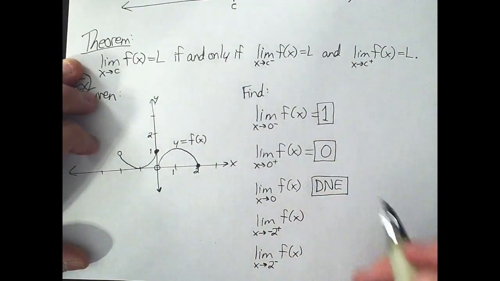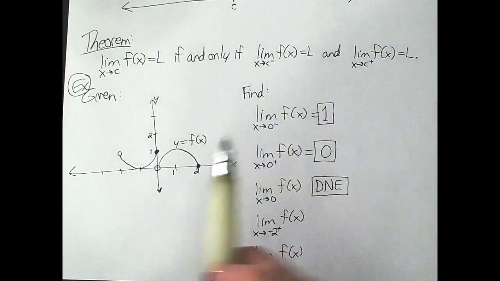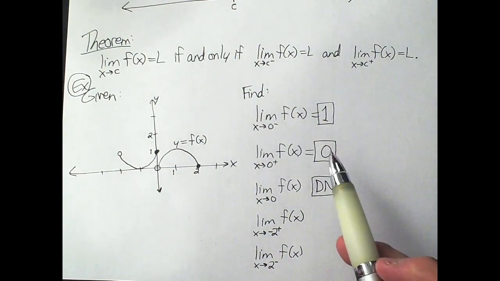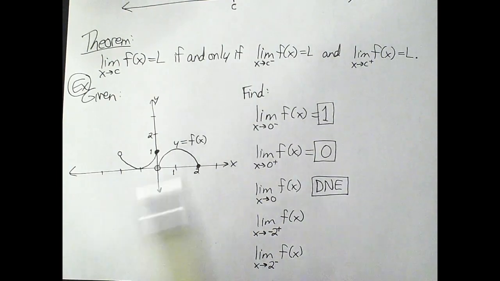You could say it's undefined, or you could say does not exist. Because it doesn't equal 1, because that doesn't agree with the other direction. It doesn't equal 0, because that doesn't work with the other direction. So if it's not 1 and it's not 0, it just doesn't exist.